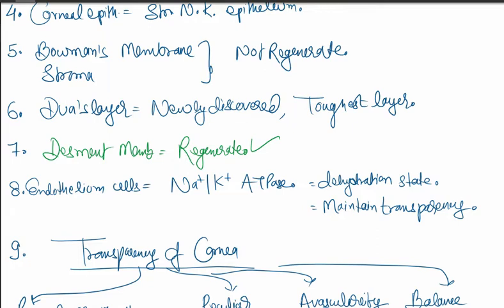So corneal epithelium, this is stratified non-keratinizing epithelial cells. Next one, Bowman's membrane and stroma, they do not regenerate. So Bowman's membrane and stroma do not regenerate.